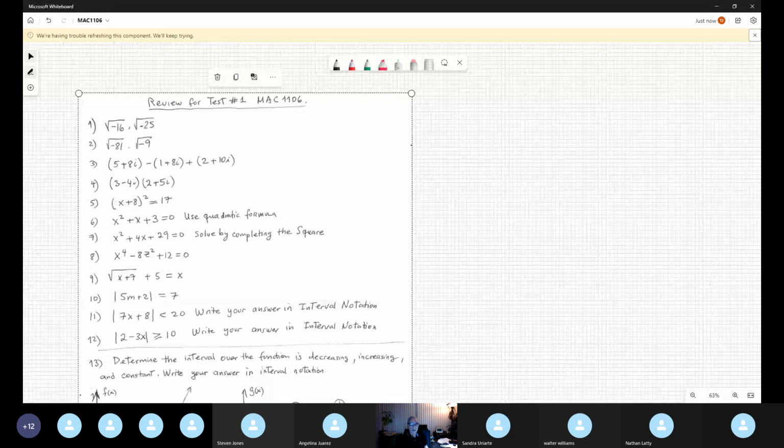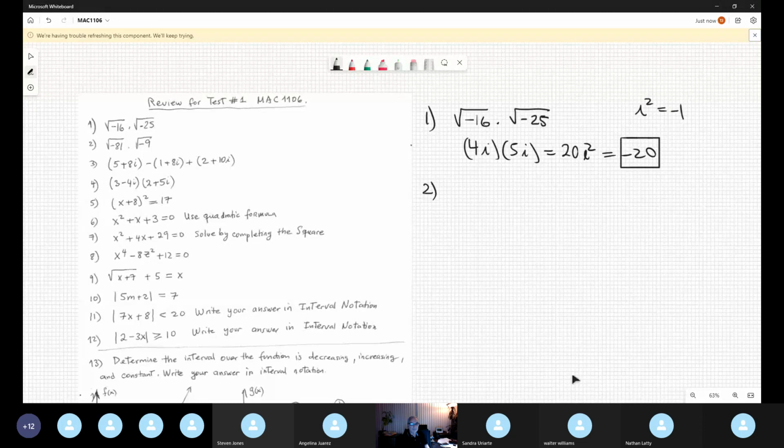Let's do question number 1. Square root of -16 times square root of -25. Immediately you see a negative number inside the radical is imaginary. It's 4i times 5i, that's 20i squared. But I know very well that i squared is equal to -1. Therefore, the answer is -20. End of the story. Do you follow me? Cool.